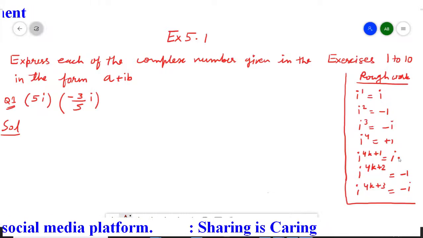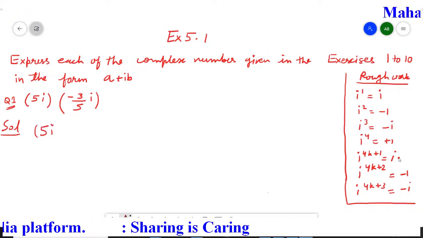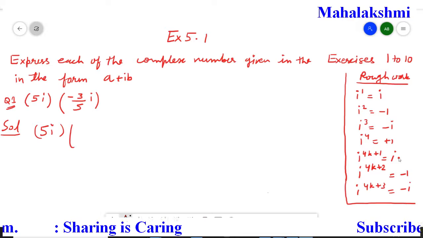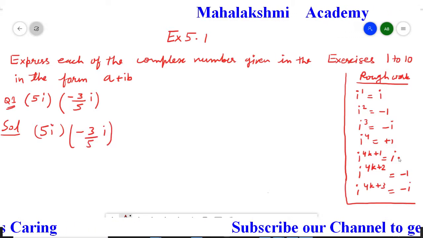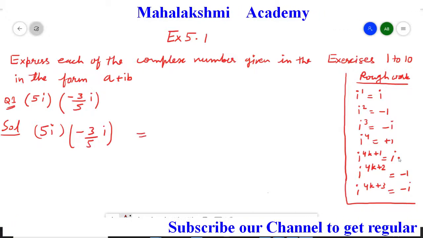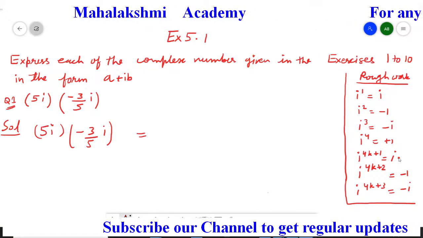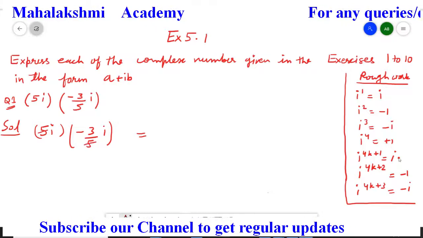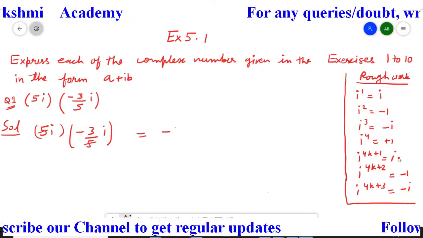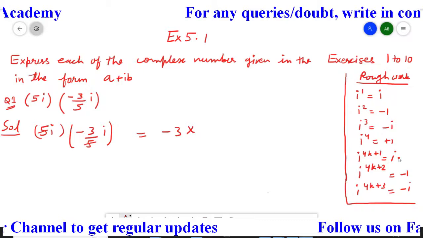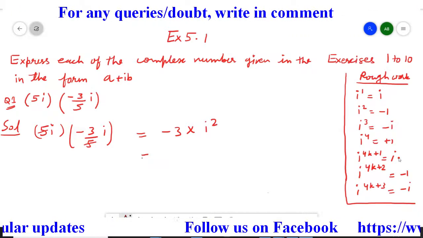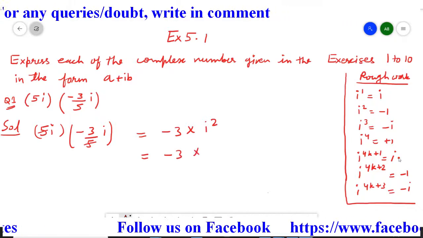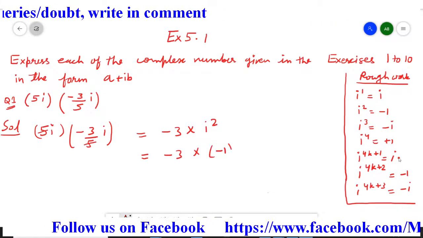So the question is 5 iota multiplied by minus 3 upon 5 iota. When we multiply it, the numbers can be cancelled because they are in multiplication. So 5 cancels with 5, and we are left with minus 3 multiplied by iota into iota, which is iota square. In the next step it is minus 3 multiplied by minus 1.